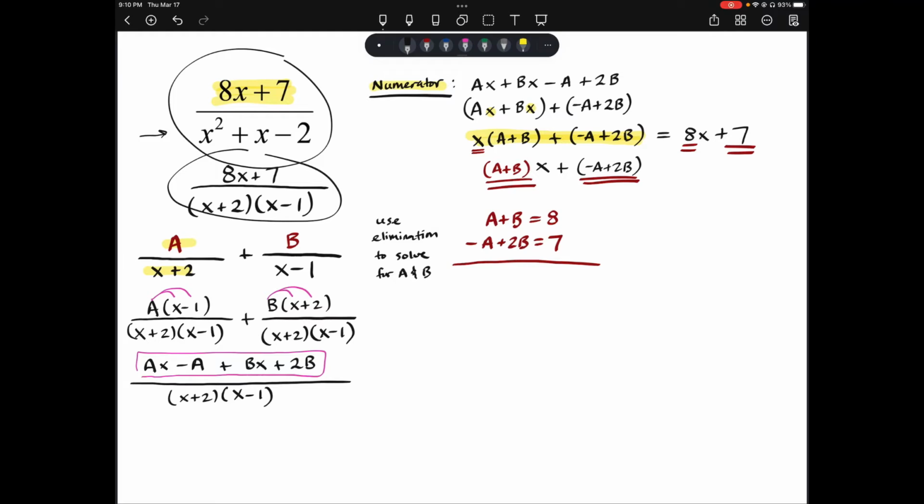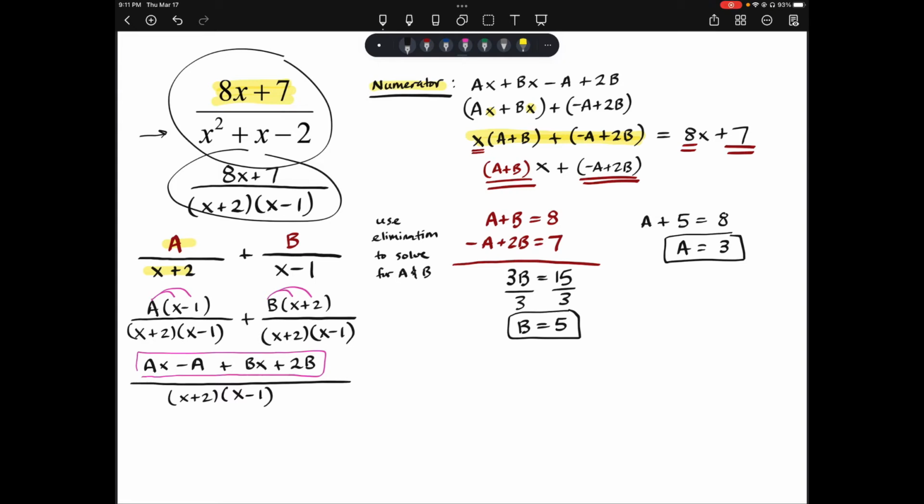I'm just writing it in case some of you don't have earbuds and you're just watching it. Okay, so we add the left side together. We've got 3b is equal to 15. We divide each side by 3. We're going to get that b is equal to 5. And now that we know that b is equal to 5, we can solve for a. a plus 5 is equal to 8. Therefore, a has to equal 3.